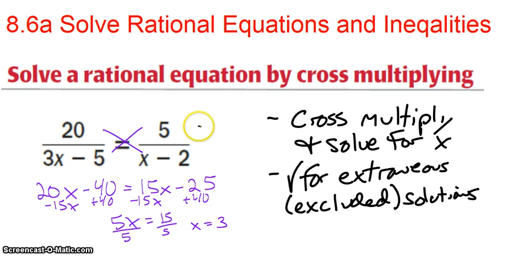Now the nice thing with these, technically we're supposed to check all of our answers. However, if we make that excluded value list right at the beginning, so here I have an excluded value of 5/3, and here I have an excluded value of 2, all I need to do is cross-reference my answer to my excluded values. If it's not on that list, presuming my algebra is right, I'm good to go.